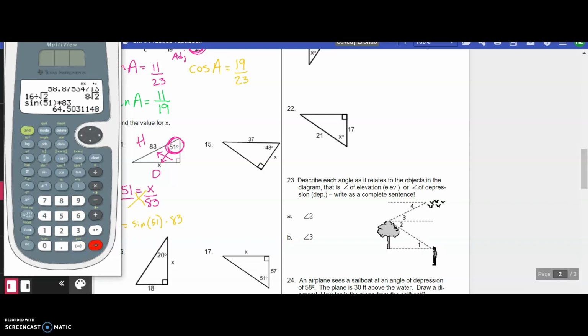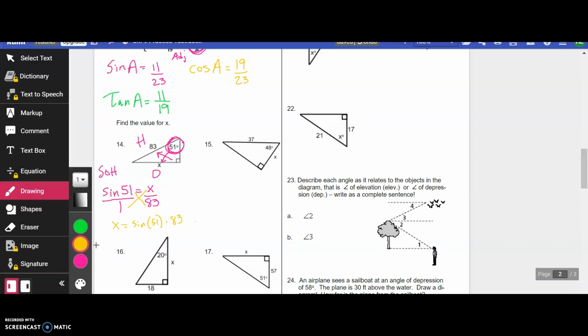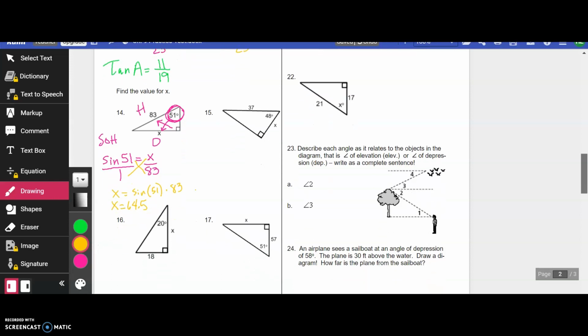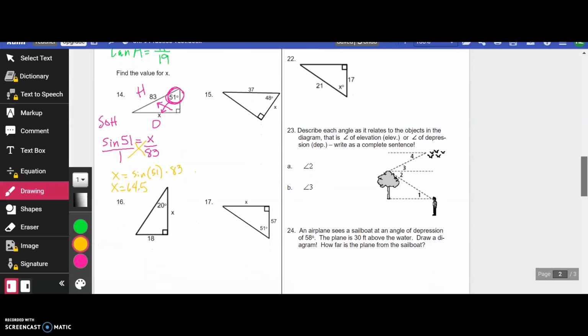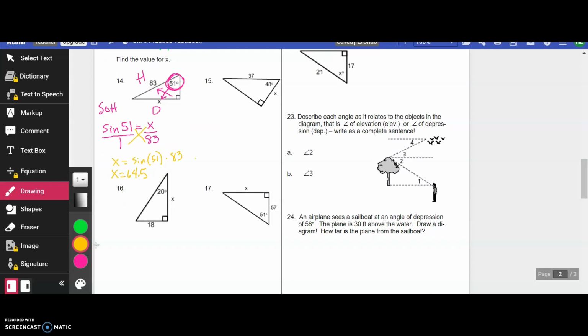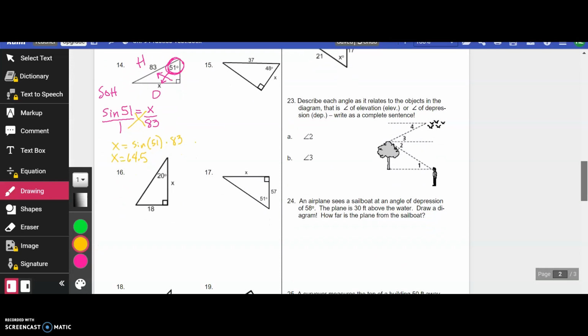All right, and I got 64.5, so x is 64.5. If it says round to the nearest whole number, it'd be 65. So it just depends on what the question is asking you to find. All right, so let's go down to number 16 here. We'll do that one.